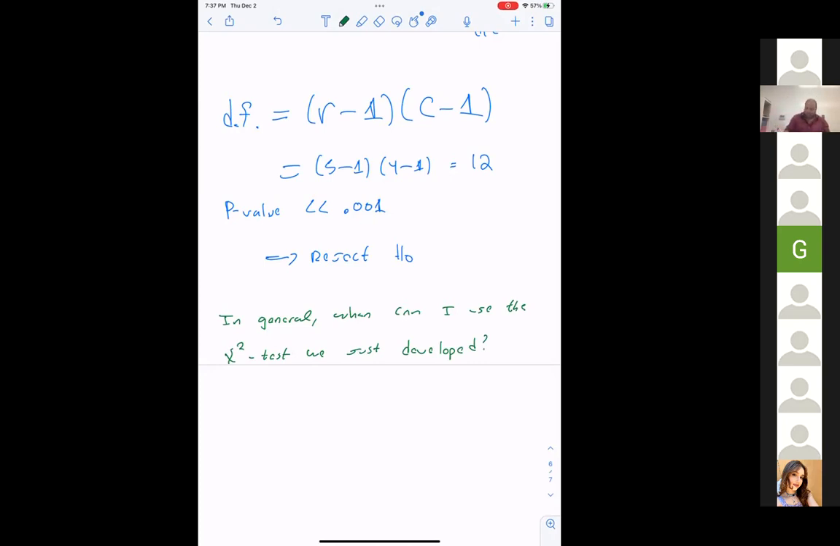So the answer is yes. We have a couple of requirements. First, no cell can have an expected count of 0, which really makes sense because if you look at the formula, we divide by the expected value of each cell. If it's 0, how are you going to divide by 0? So no cell can have an expected count of 0.